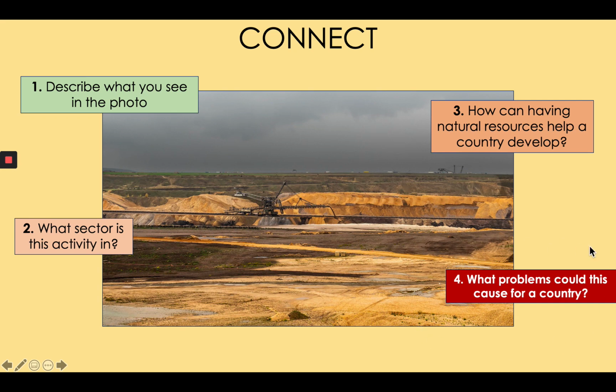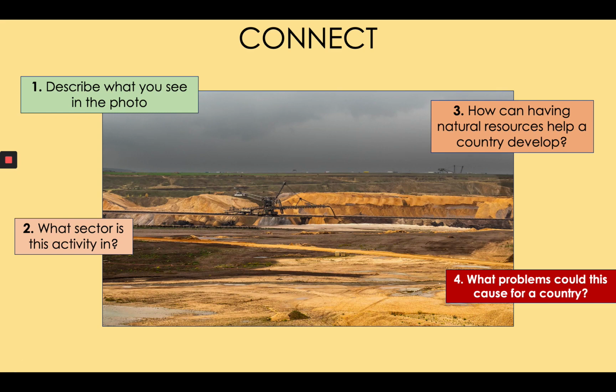4. What problems could natural resources cause for a country? This is definitely the hardest question, but you may have thought about the following possibilities. Number 1, this might cause environmental damage. The ground is being dug up, which could damage biodiversity, the plants and the trees and the animals, their habitats being destroyed. It could also cause air pollution, as these machines release harmful chemicals into the air or into the water. Or if it's coal or oil, it could cause air pollution because when you burn these things to produce energy, it releases harmful chemicals into the atmosphere. Also releases carbon dioxide, which leads to global warming.